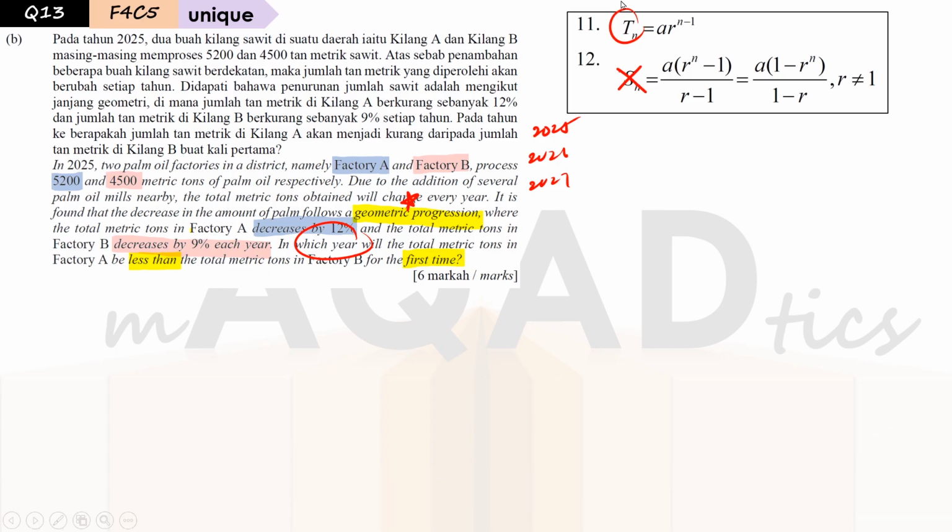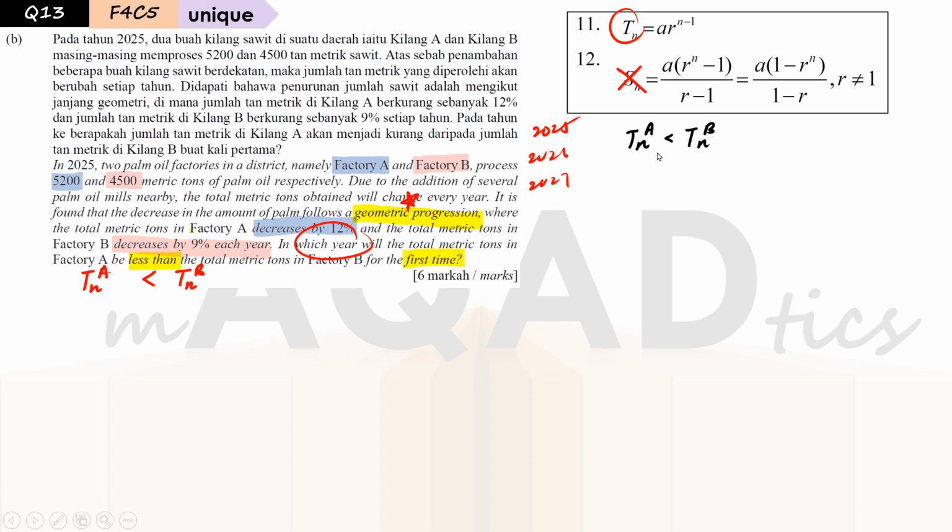Okay, so from this situation here, this sentence here, let's write out an inequality. Because here it is less than. So if we want to find out the production of palm oil for factory A, let's denote it as Tn and then put the A on top. And for factory B, it will be the same thing as well, Tn and then put B on top. So this will be our inequality.